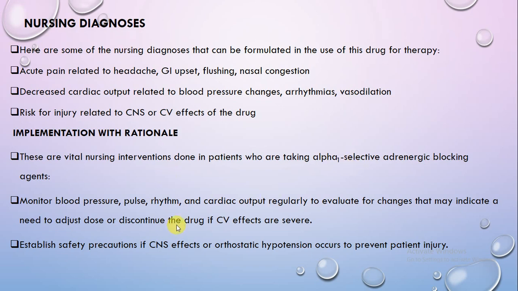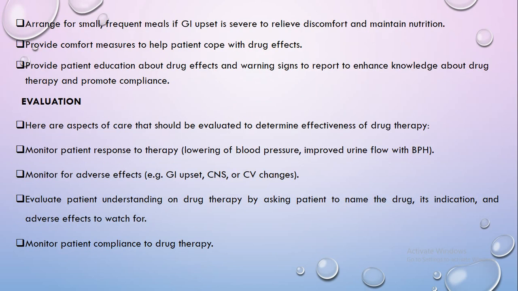Monitor the blood pressure, pulse rate, rhythm, and cardiac output regularly to evaluate for changes that may indicate a need to adjust the dose or discontinue the drug. If cardiovascular effects are severe, you should also establish safety precautions. If central nervous system effects or orthostatic hypotension occur, take precautions to prevent patient injury.